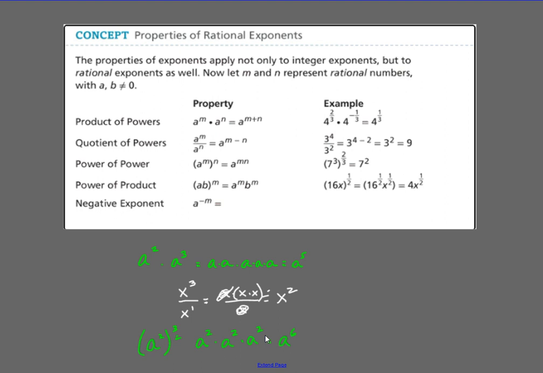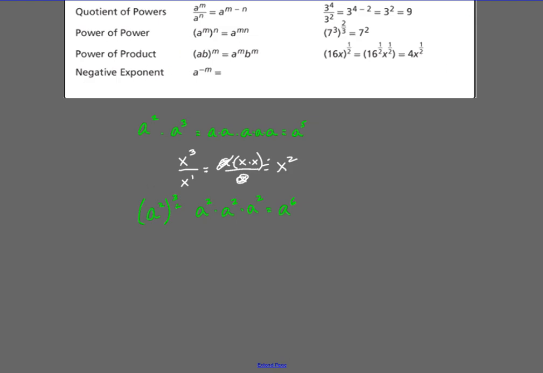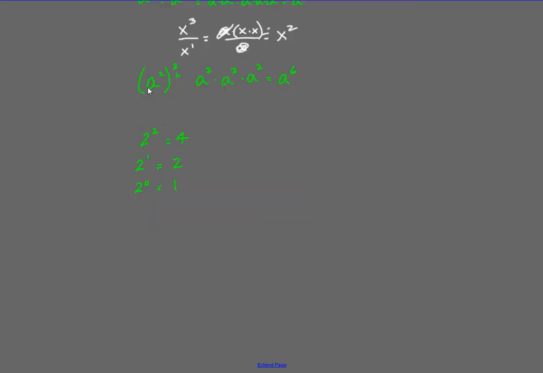a to the negative m. Okay, a to the negative m. I show this example a lot, and in one of our classes I listed: 2 squared is 4, 2 to the first power is 2, 2 to the 0 power is 1, and you could go up. 2 cubed is 8. Now, we're multiplying by 2 when we go up a power. But as I'm going down a power, it's the same as dividing by 2. 4 divided by 2 is 2. Divided by 2 is 1.